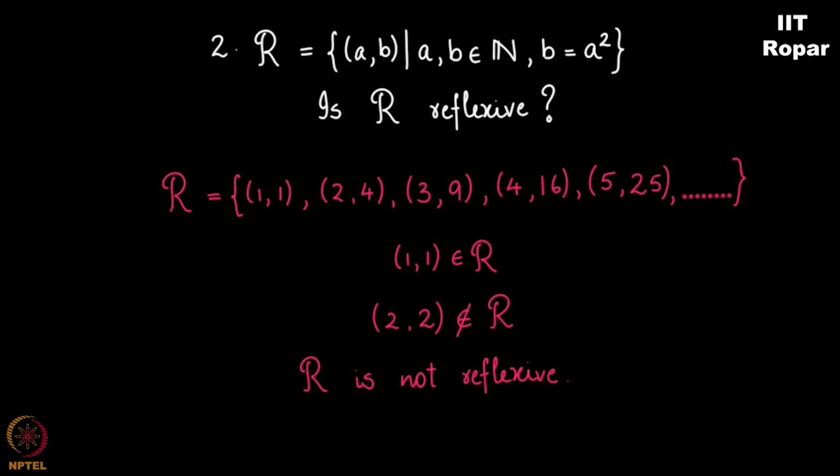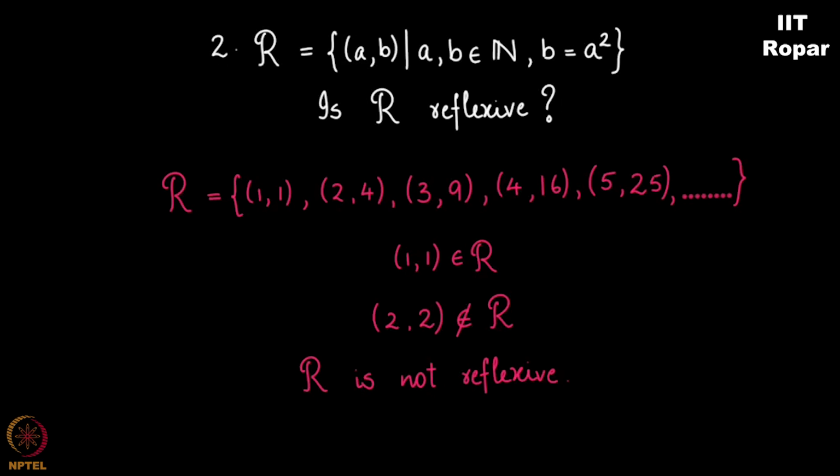So R is going to have all those elements such as (0, 0), (1, 1), (1, minus 1), (minus 1, 1). You see, if you are observing, you can see that minus 1 square is equal to 1 square. Then (2, 2), (minus 2, 2), (2, minus 2), (3, 3) and so on. So these will be the elements of R.